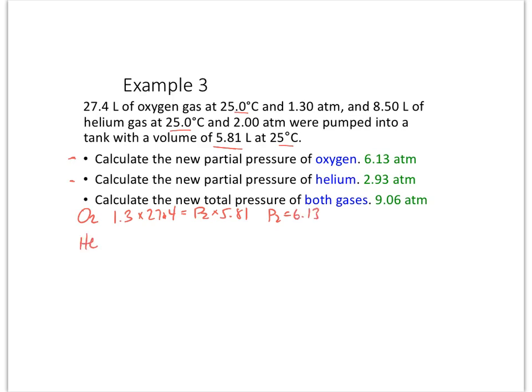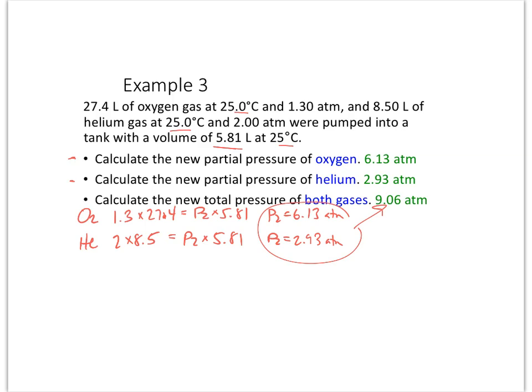Now I have my helium, my P1 is 2, my V1 is 8.5, my P2 is my unknown, and my V2 is 5.81 because they're both going into the same container. So P2 is equal to 2.93 atmospheres. Now calculate the new total pressure of both gases. I would just add those two together to get my total.